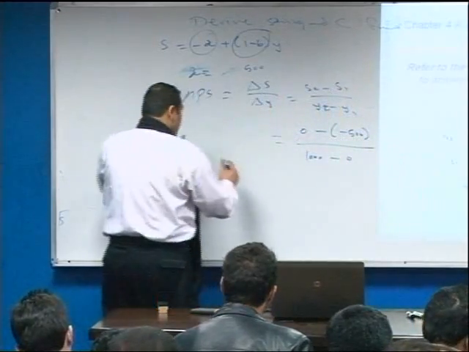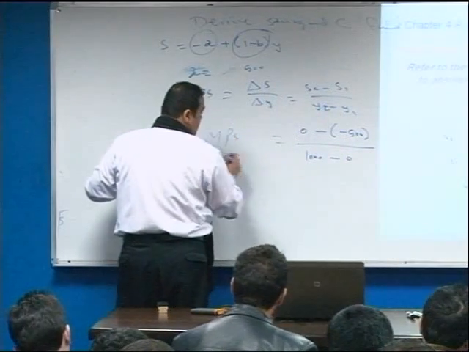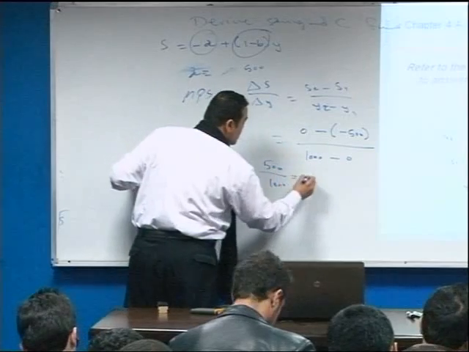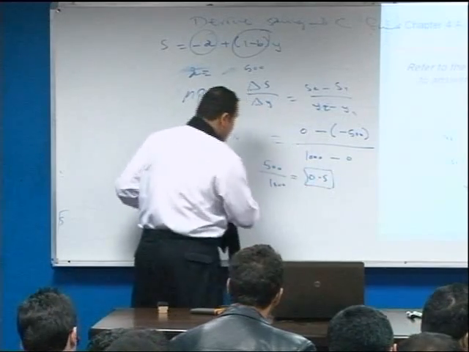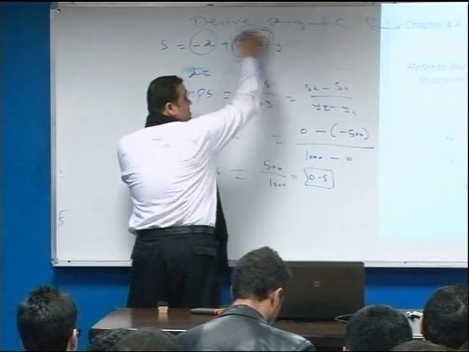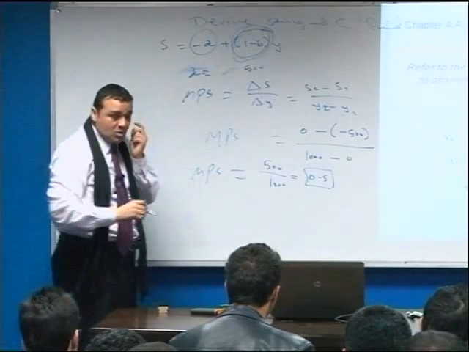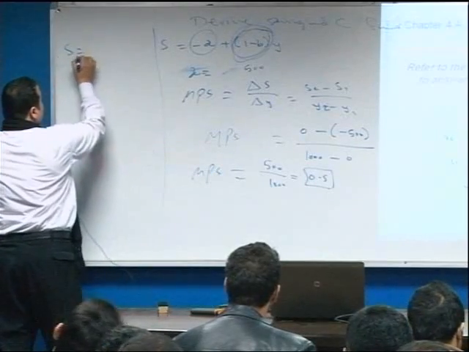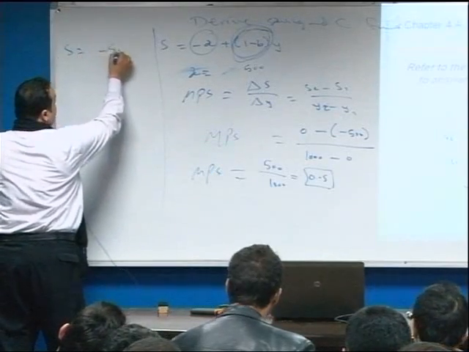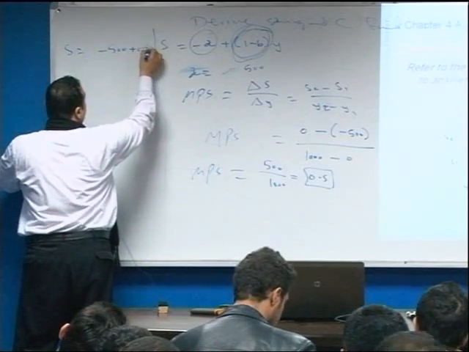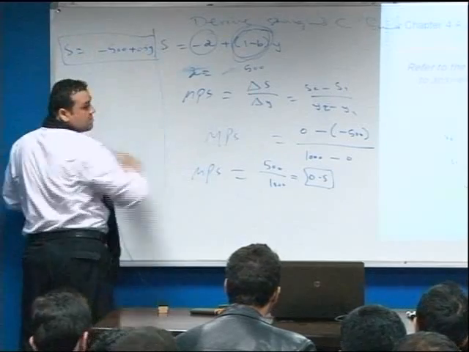So, MPS equals 500 over 1000 equals 0.5. This is the MPS, this part. Right? So the saving function equals minus 500 plus 0.5y. This is the saving function, right?